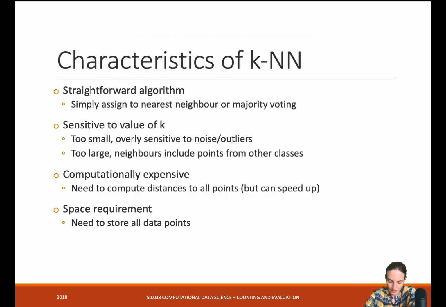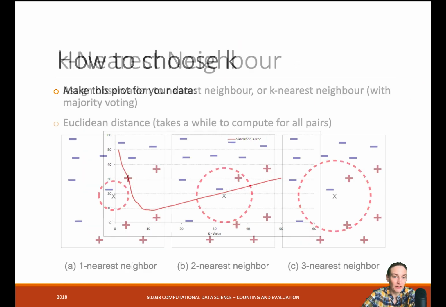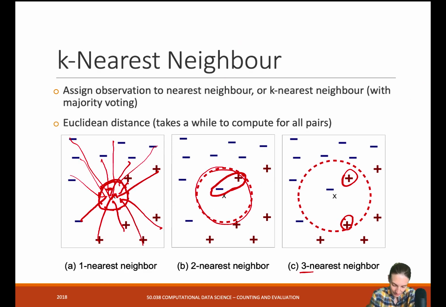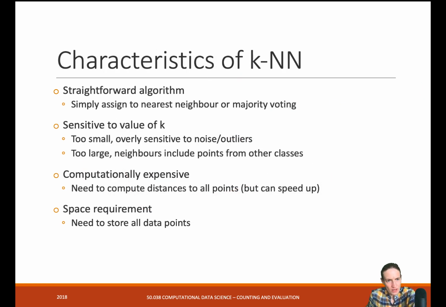If k is too small, it becomes overly sensitive to noise and outliers, right? Imagine if you're only looking at one neighbor in the example here, and this one is an outlier, you'd happen to choose it. If you have a larger k, you're less sensitive to outliers in that case. If it's too large, your neighbors might include points from other classes and you're not able to make a firm class boundary. So yeah, try to optimize the value of k.